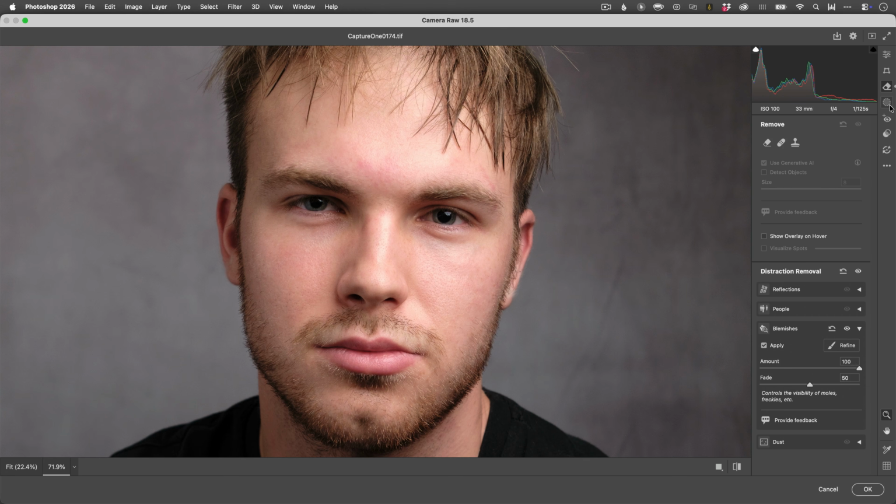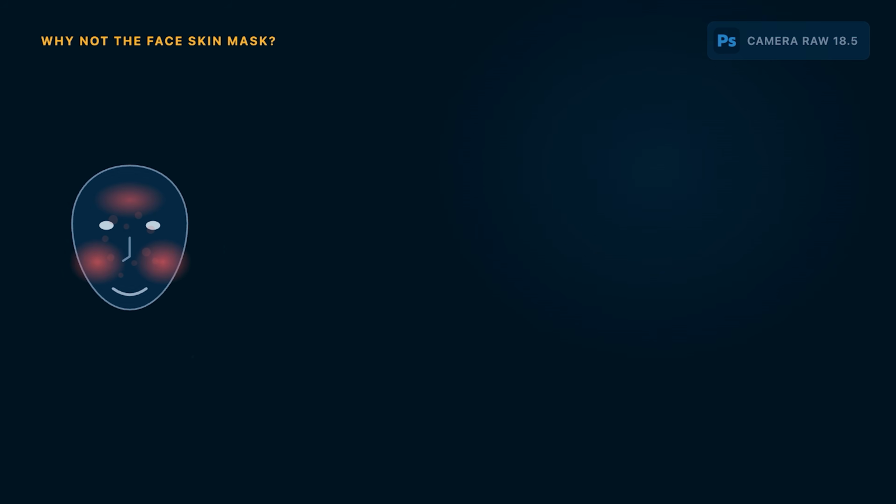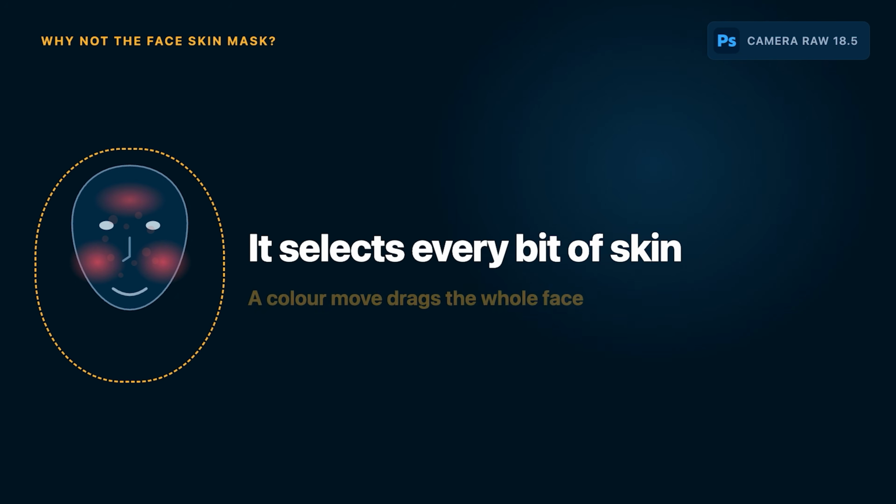I'm going into the masking panel. I'm going to use a brush. Now, some of you will be thinking, hang on, there's a face skin mask sitting right there. Why not use that? That's a fair question. So let me explain why not. A face skin mask selects all of his skin, every bit of it on the face. And the moment you make a colour adjustment inside that mask, you're moving the colour of his entire face, including all of the parts that were absolutely fine to start with. You'd be fixing the blotchy bits by dragging everything else down to match them. And that's kind of backwards.